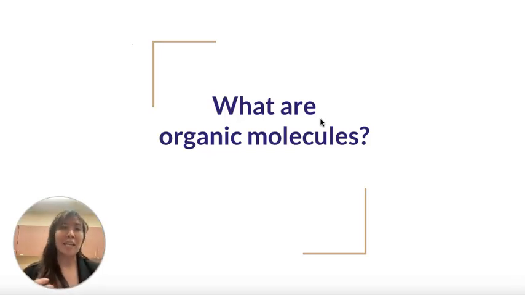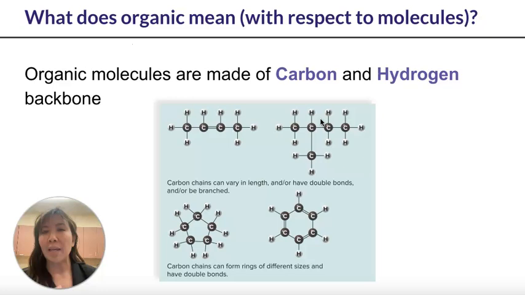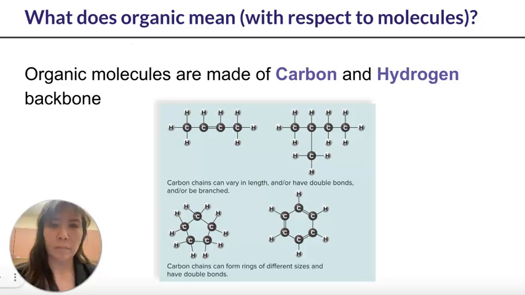But in biology and chemistry terms, when we're talking about organic molecules, we actually mean molecules that are made of carbon and hydrogen. That's the backbone, right? You can see in all these pictures, these are different organic molecules, and they all have carbon and hydrogen. We'll talk a little more about carbon in a bit, but just keep in mind that organic molecules are made of carbon and hydrogen.